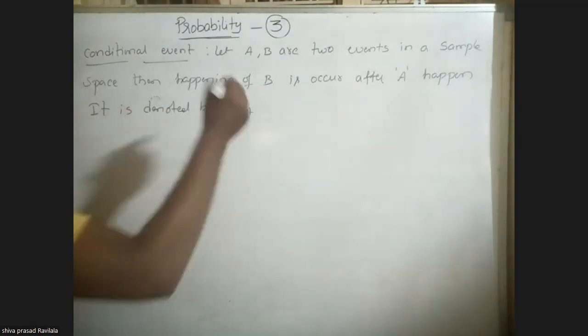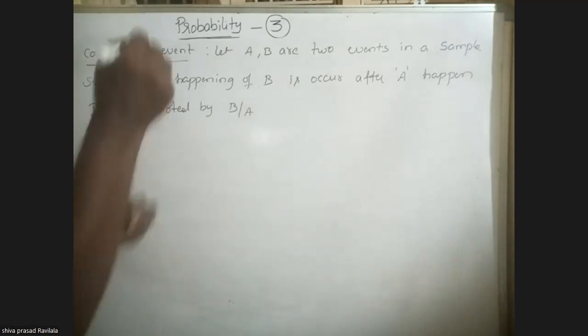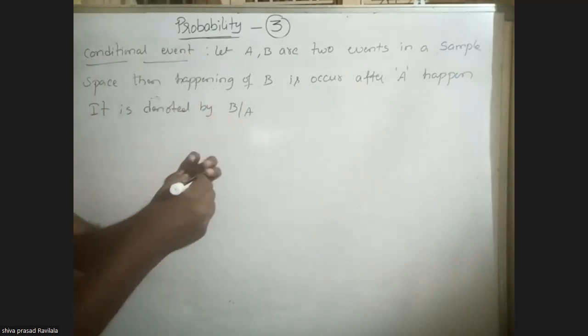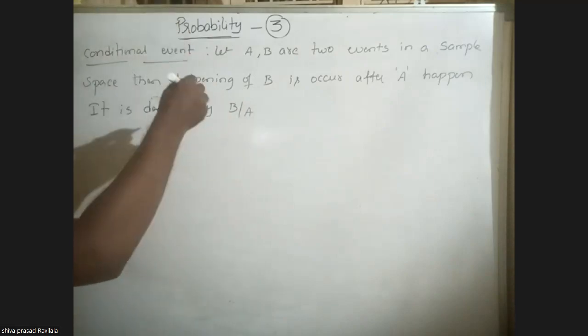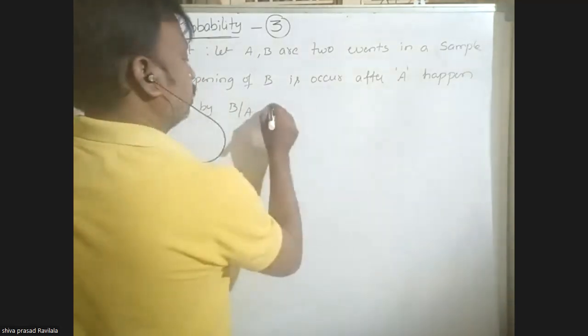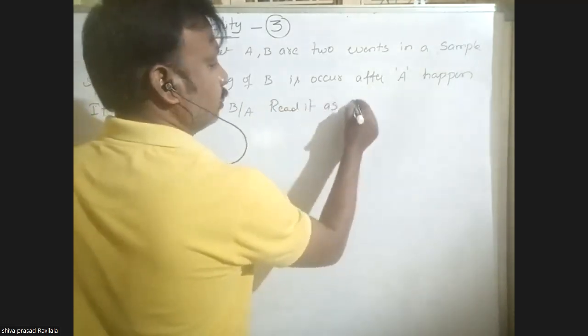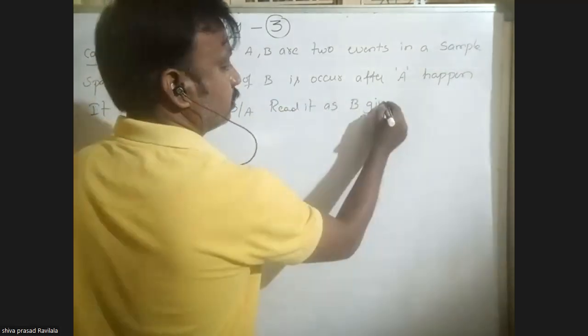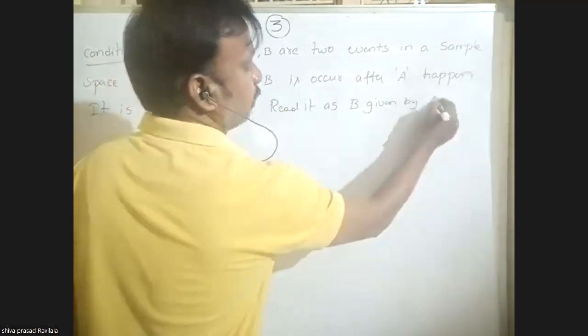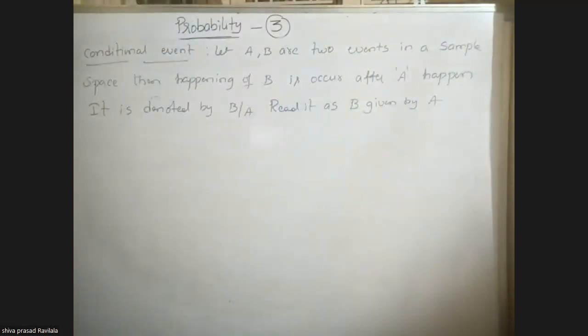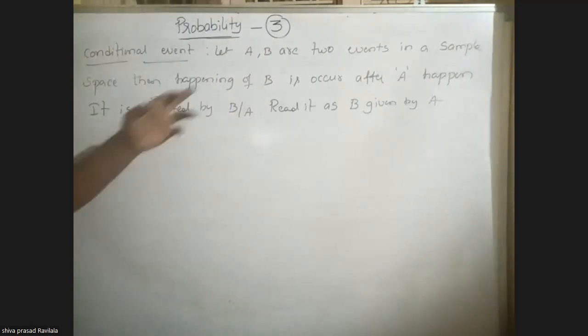First the cap is removed, and only then can we write it. First event, removing the cap, and the second one is writing B given A. Read it as B given capital A. Don't read it as B by A. For convenience we say B by A, but you simply read it as B given A. Okay, students?